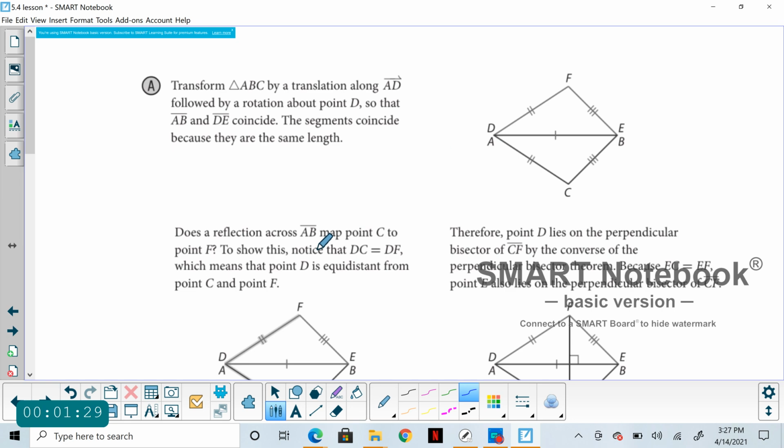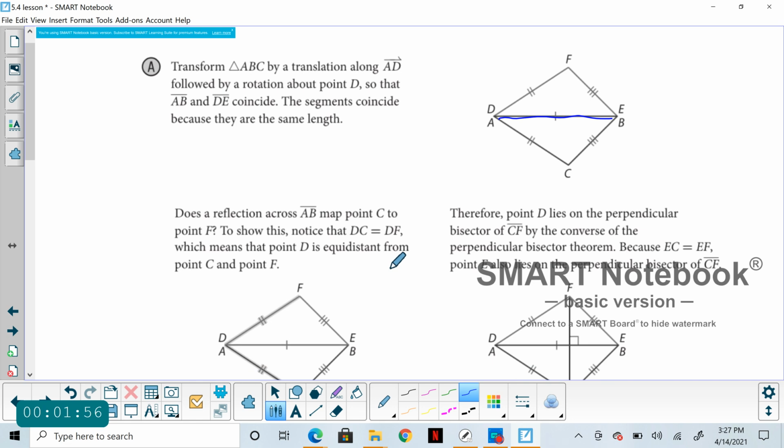So let's look at the justification. We want to transform triangle ABC by translation along vector AD so that AB and DE coincide. The segments coincide because they're the same length, as you can see here in the diagram. So then, does a reflection across AB map point C to point F?